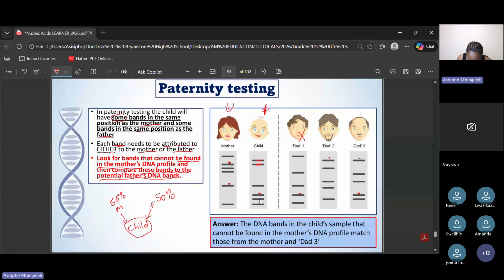Then what about this one? We're not finding it in the mother. We start with the mother. It's not there. So that means we go to the possible dads. In dad 1, it's not there. In dad 2, there it is. Am I making a mistake here?